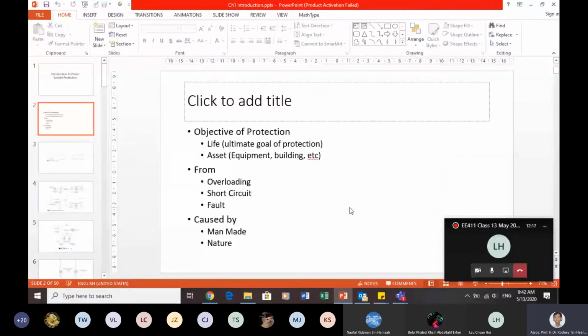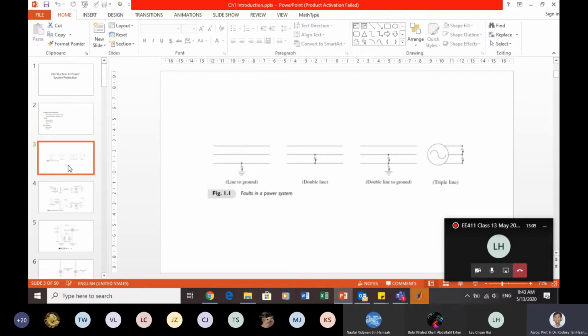Okay. So last class we talked about safety, and some statistical information about Malaysian safety, accidents caused by protection failure, and then we talked about, again, what is the ultimate objective of protections? So basically it is to protect life, protect assets, from overloading, short circuit faults, caused by man-made and nature. I need to stress again, this slide is very important because it simply answers the question of what is the objective of protections.